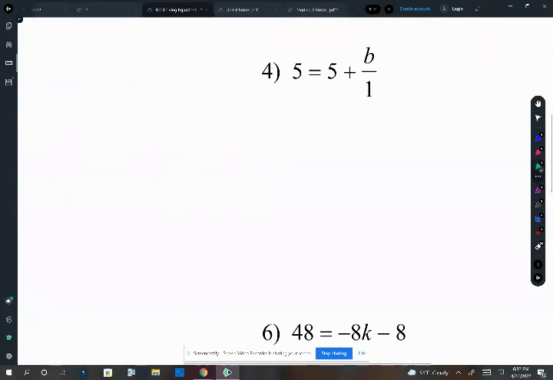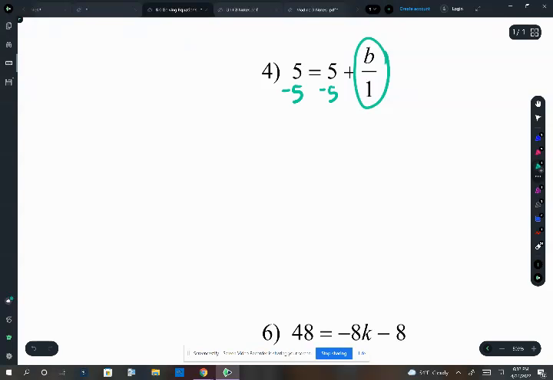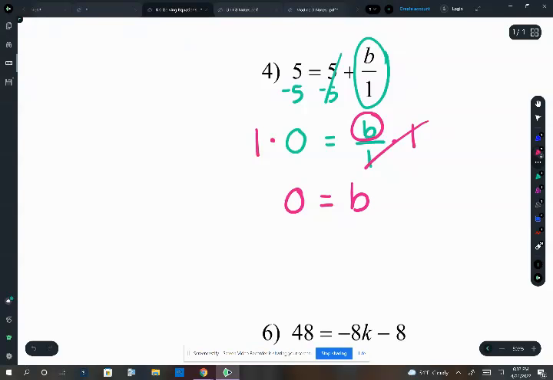And then number 4, kind of the same thing. This is my letter part. So we're going to get rid of positive 5 by subtracting 5, which makes this part go away. 5 subtract 5 makes this part be 0. And then this is b over 1. And so again, here's my letter part. To get rid of dividing by 1, we're going to times by 1. So we multiply both sides by 1. 1 times 0 is 0. And then we're left with b on the left, 0 on the right. And again, those first couple are just those one-step, two-step equations.